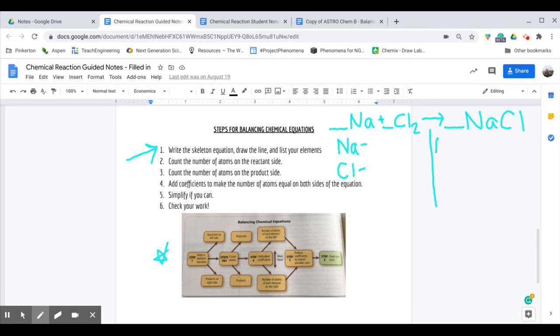What we do to one side, we do to the other. Just like math class. We're going to count the number of atoms on our reactant side. Remember, our reactants are on the left-hand side of our arrow. So we have 1 sodium, so I'm going to make a note of that. And we have 2 chlorines. Okay? We're going to do the same thing for the product side. Again, we have 1 sodium, but this time we only have 1 chlorine.